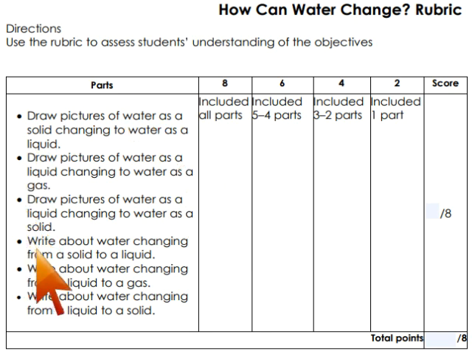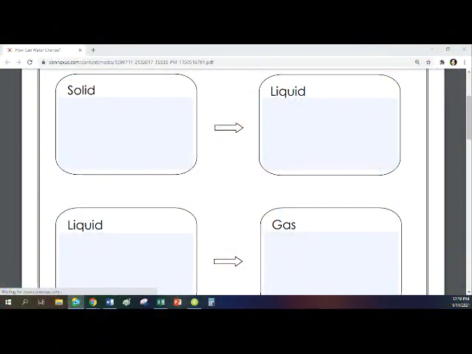It also says you will write about water changing from solid to a liquid, write about water changing from a liquid to a gas, and write about water changing from a liquid to a solid. So not only are you going to draw pictures, but you're going to write sentences about those changes taking effect as well. So you have a worksheet. It looks just like this. And you can see where you're going to draw those pictures.